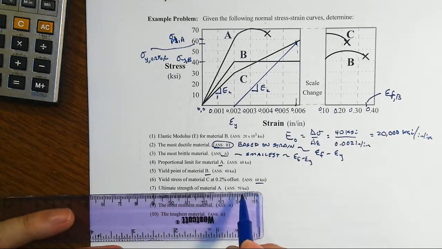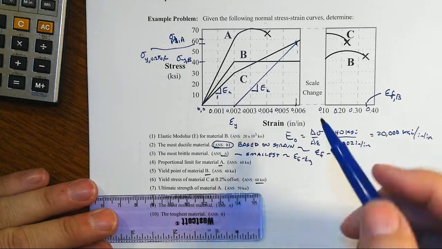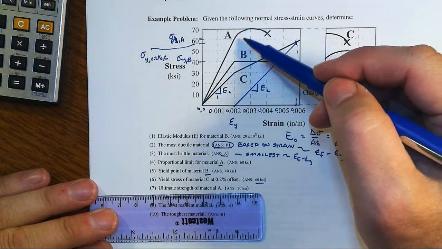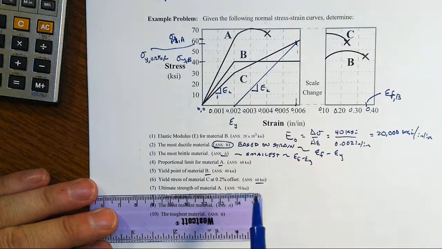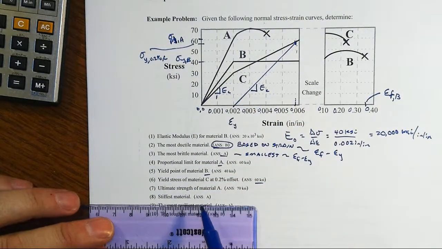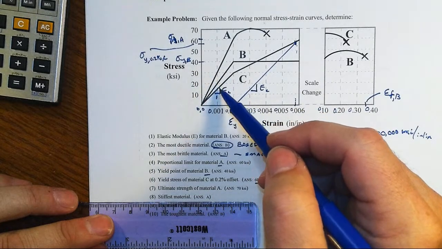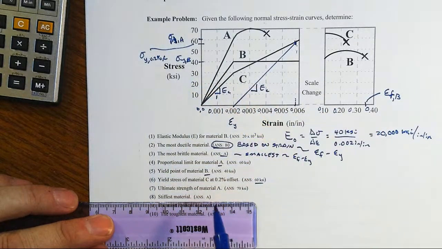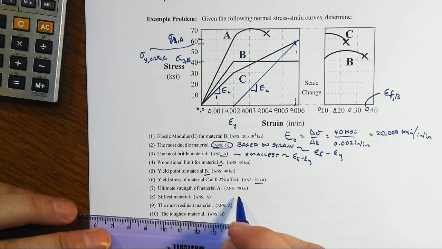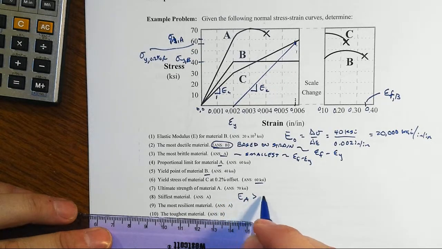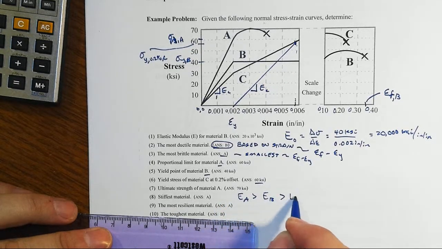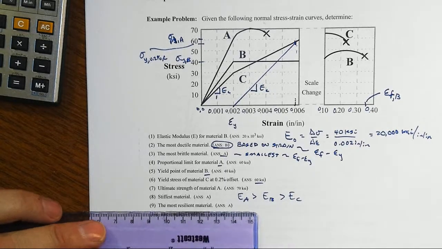Ultimate strength is the maximum stress that we see in the stress-strain curve, and certainly with A, that's up here at 70 KSI, so I agree with that. The stiffest material is the one that has the largest slope in the linear elastic region. Again, that's clearly going to be A. In fact, in order, you'd say E_A is greater than E_B is greater than E_C in this particular case.